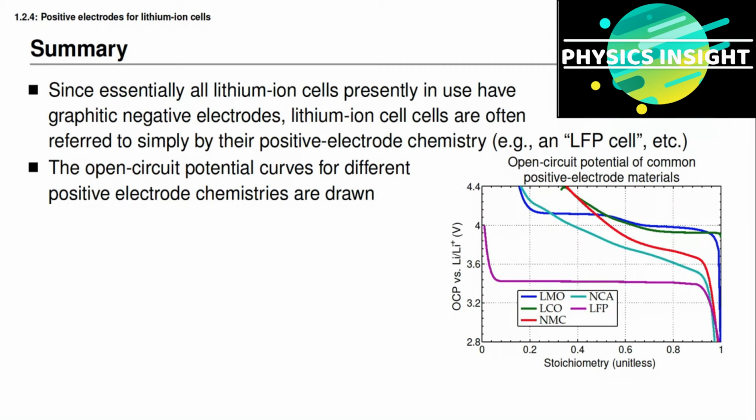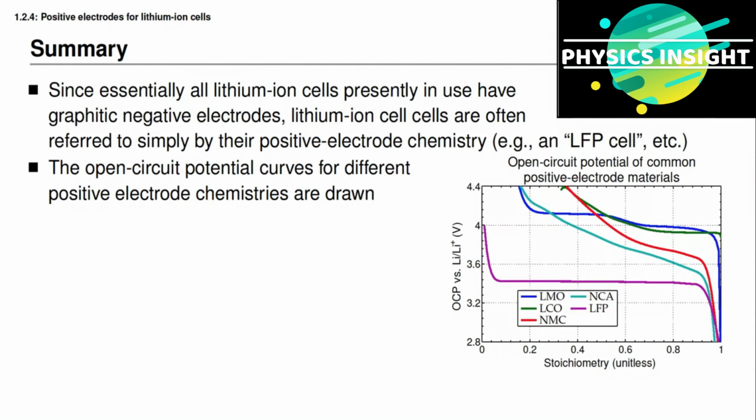Remember that the voltage of a battery cell is equal to the potential at the positive electrode current collector minus the potential at the negative electrode current collector. Therefore, for a high voltage battery cell, we would like to have a positive electrode that has a high potential. The figure on the right of this slide shows the open circuit potential of these different electrode materials as a function of how much lithium is in them, their stoichiometry, or the electrode state of charge.